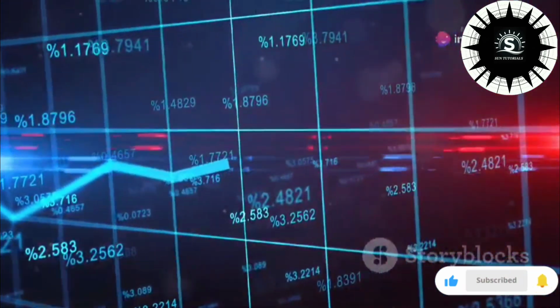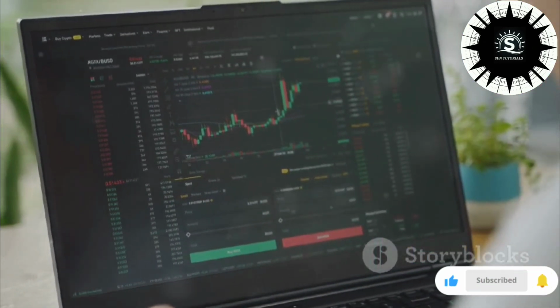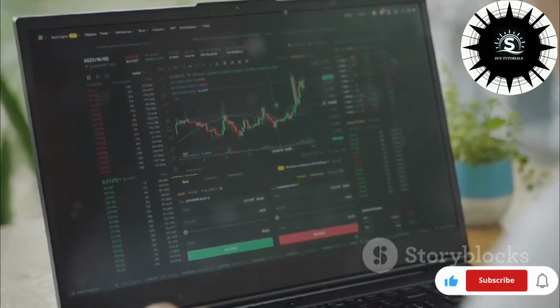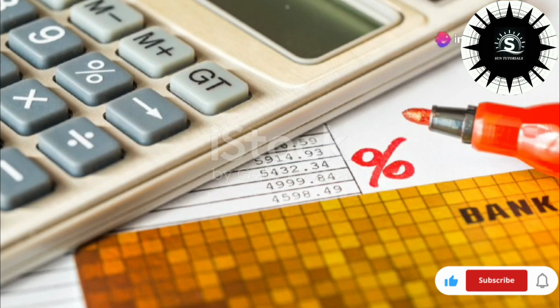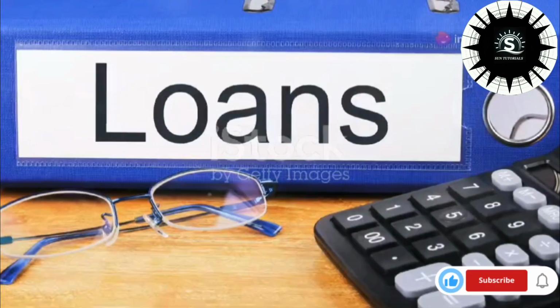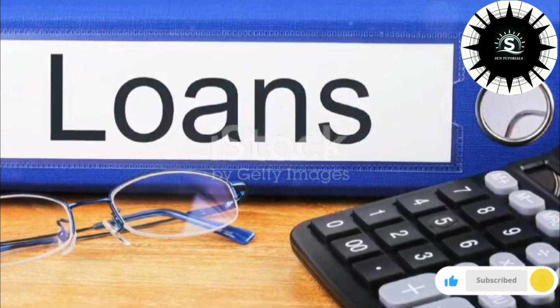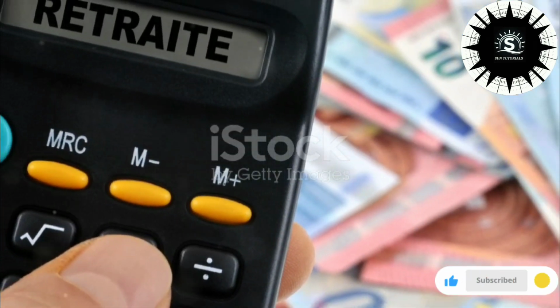Whether you're saving for a big purchase, planning for retirement, or just trying to make the most of your money, understanding how simple interest works can help you achieve your financial goals. Financial advisors often use simple interest calculations to help clients understand the potential growth of their investments. By knowing how much interest you can earn, you can make more informed decisions about where to put your money.